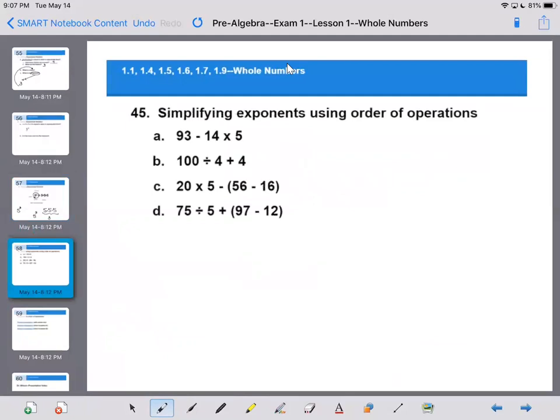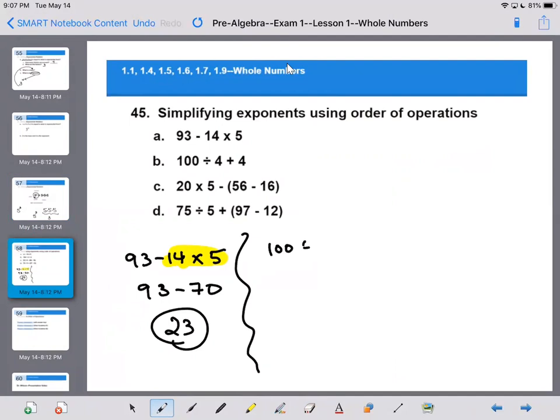When you're dealing with order of operations like this one, we see 93 minus 14 times 5. You can't just start with 93 minus 14 working left to right. You got to think, well, I need to do this first. Even though there's no parentheses, you're still looking left to right. So that's 50, that's 70. So we would have 93 minus 70. Now I can do subtraction, and I would get 23 as an answer.